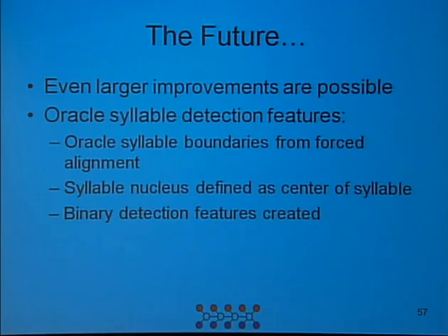Okay, the future of this work. I'll show you some results that even larger improvements are possible if we can detect the syllables better within the speech regions. So I generated some oracle features. I found oracle syllable boundaries using a forced alignment, and then I defined the syllable nucleus as the center of each syllable according to the forced alignment. Then I create these 0-1 features using this data.